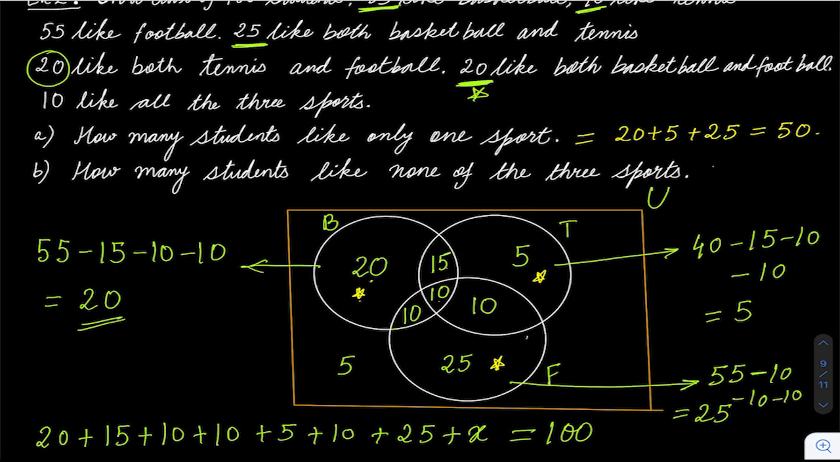How many students like none of the 3 sports? Outside these 3 sets, that is 5. So this answer is 5. This is my answer for part B. They can ask many questions. They can ask how many students like at least one of the sports. It means union. So what is the union of everything? 95. So your answer is 95.